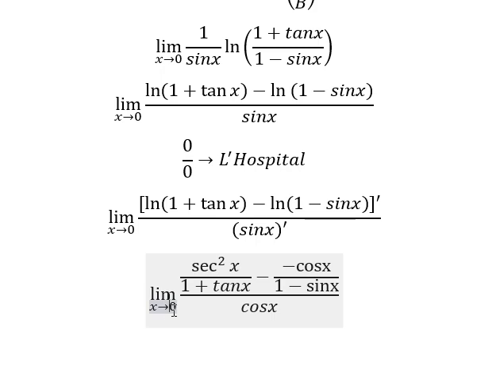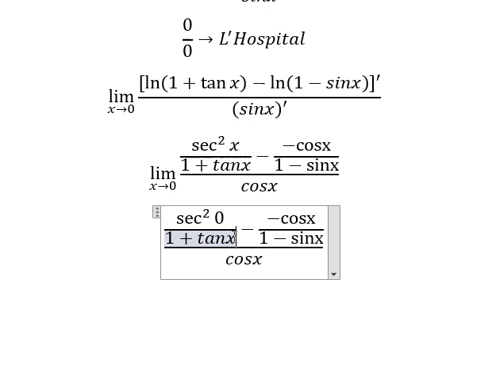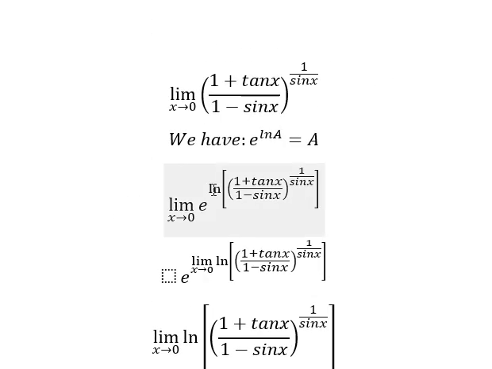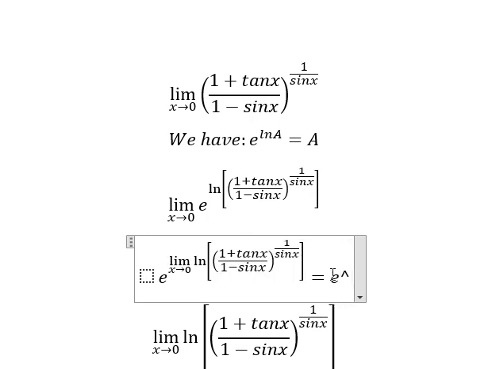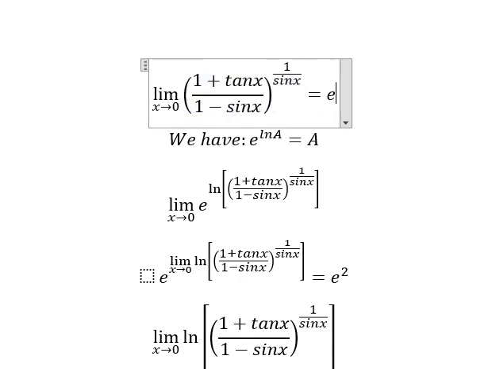And now we put number 0 here, here, here, here, and here. So we have the final answer. So we calculate this one and we have number 2. So that means this one you get e to the power of number 2. So the value of this one is e to the power of number 2.